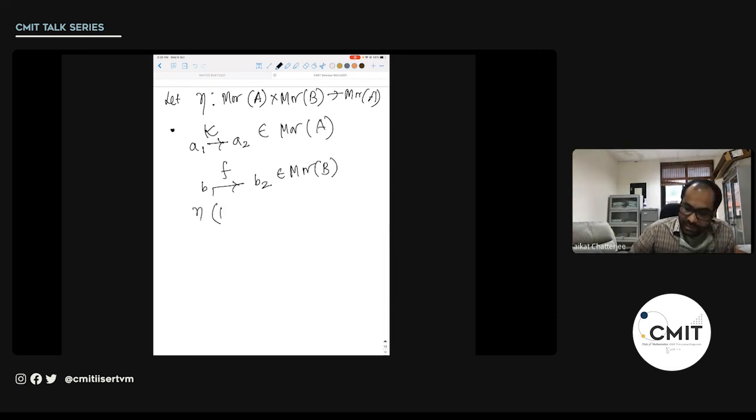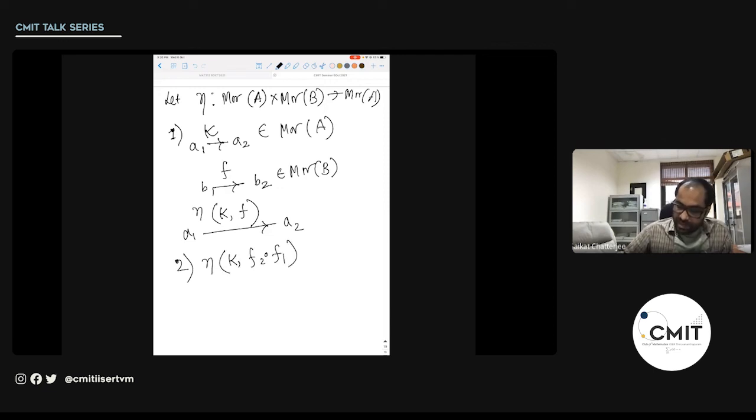Then this eta K F should be from A1 to A2. So let us write 1, 2. If you have a situation like this, again here I'm not talking about any group product, of course. Here everything is at the general category level. So this should give you a splitting kind of thing.